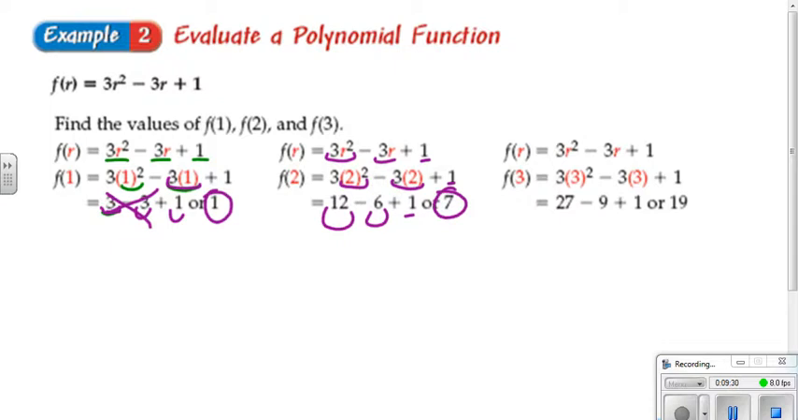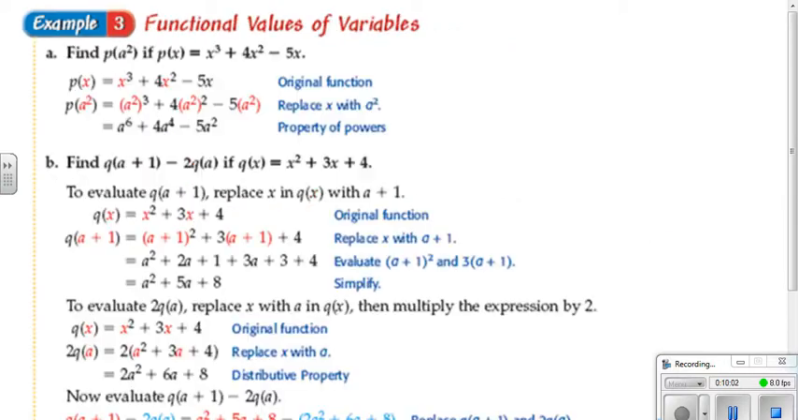And one more case when we have f of r, where r is 3. So f of 3, we would say then, for every r, we just replace it with 3. 3 squared is 9, times 3 is 27. 3 times 3 is 9, right there, plus the 1 still. 27 minus 9 is 18. 18 plus 1 becomes 19. So we literally just plug in whatever value we have here for our r values.